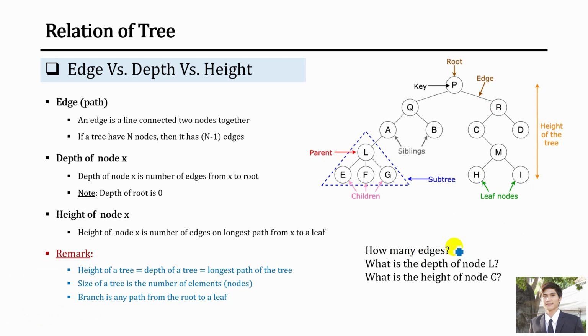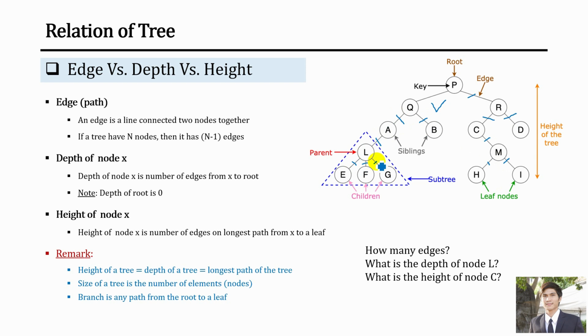And let's see this: how many edges does it have? We can count them. Those are the lines that connect nodes together. So how many do we have? We can count: 1, 2, 3, 4, 5, 6, 7, 8, 9, 10, 11, 12, 13. We have 13.